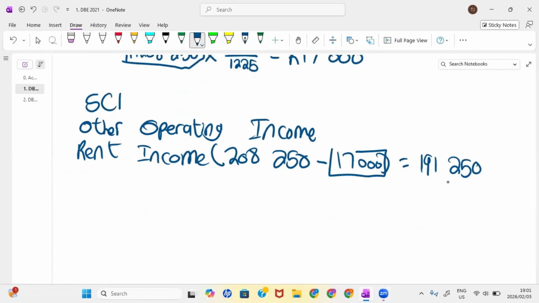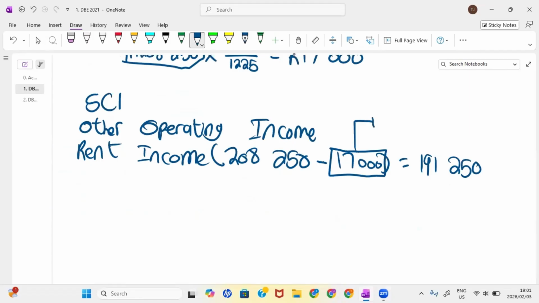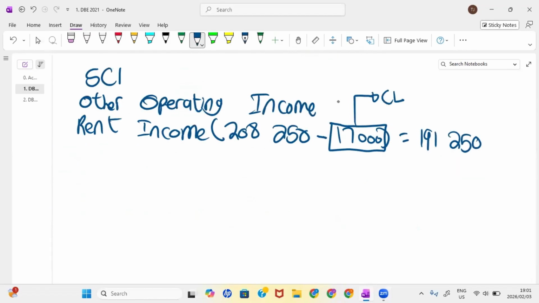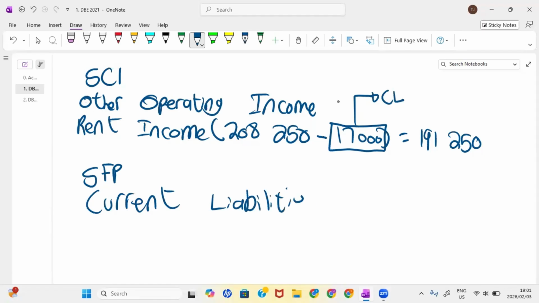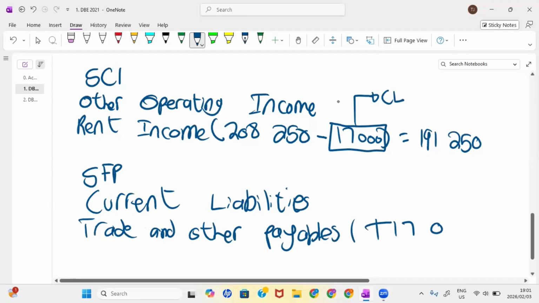So the 17,000, we already know it's a current liability, right? Because it was received in advance. It's an income that was received in advance. So we go to the statement of financial position, our balance sheet. We go to the current liabilities section, where we will find trade and other payables. And then we're just going to add the 17,000 rands.